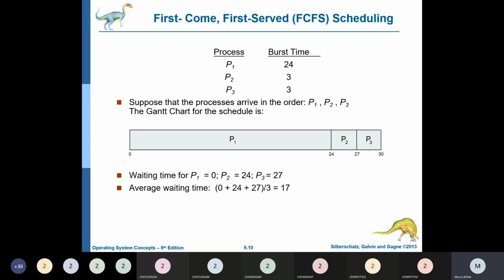For the average waiting time, we sum up all the individual waiting times of the processes and divide by the number of processes. We have 3 processes in total. So we add 0, the waiting time of P1, plus the waiting time of P2, plus the waiting time of P3, divided by the number of processes, which is 3. Here the average waiting time is 17 milliseconds, 17 units we have got.